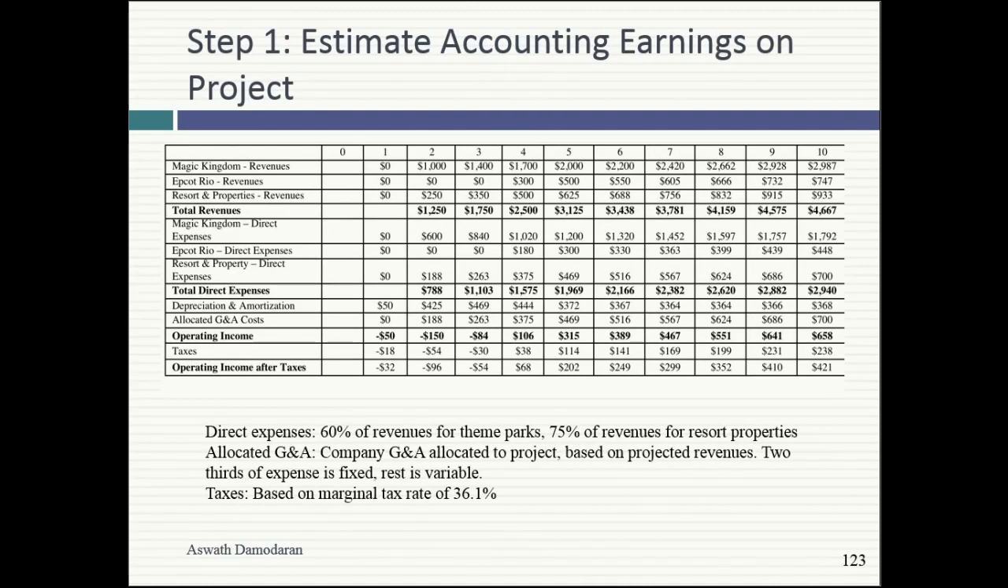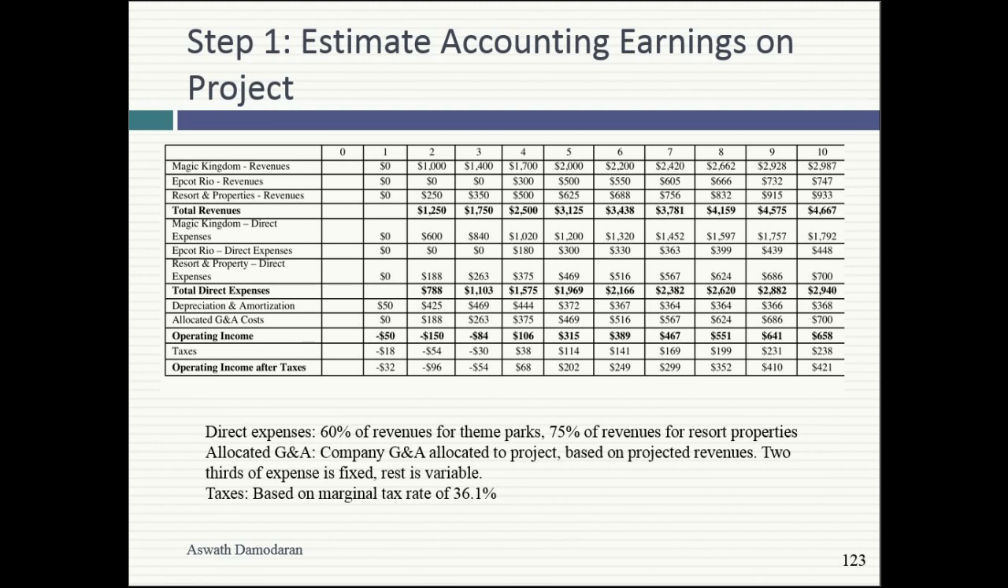So here's the first thing I did. I project out the accounting earnings on the theme park. I know I've kind of been mean about accountants, but let me start with the accounting earnings. So I built up the revenues for each of the theme parks. Year 0 is really not a year, it's a point in time right now. So I have nothing happening. Year 1 I have no revenues. How come? I'm building the theme park. Though if I'd been creative, I could have charged people to come in and watch construction, right? But I didn't think of that.